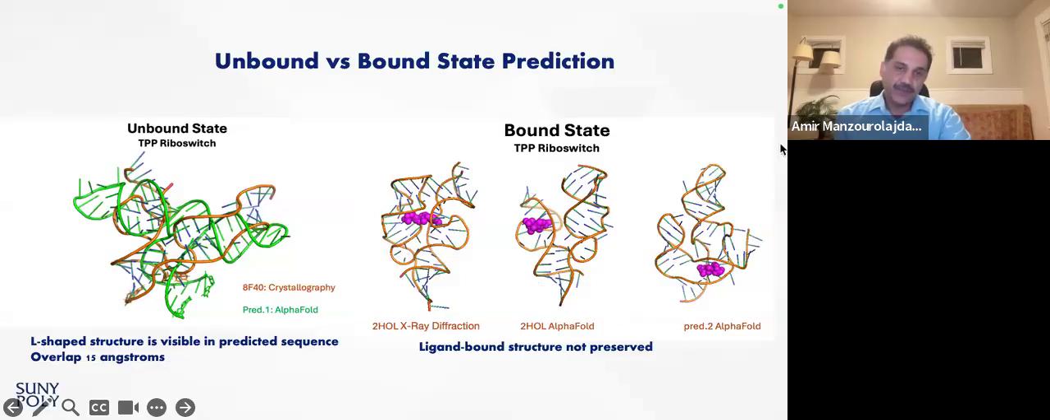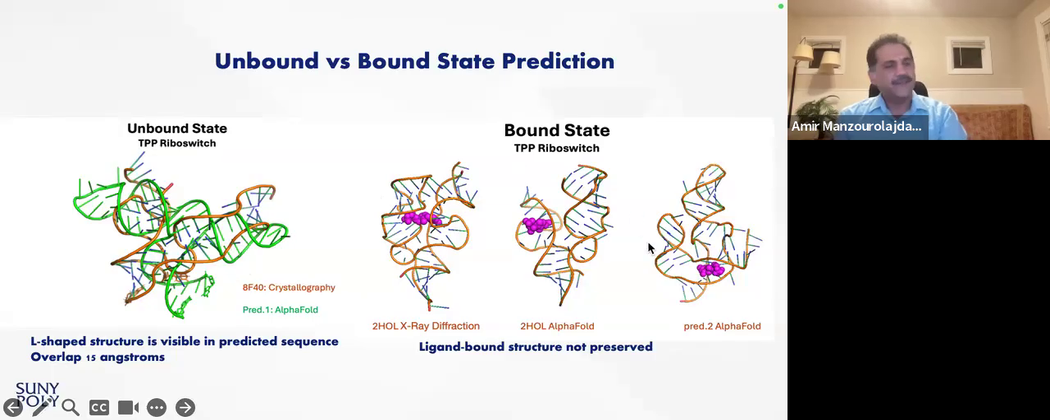Our bound state structure prediction, which also used AlphaFold, is very different, on the far right, from the original structure of the TPP. We even used TPP ligand in our AlphaFold prediction to create some sort of a more realistic scenario. But it looks like the sequences that we predict fold reasonably well when they're predicting unbound states, but when it comes to the bound states, they do not.